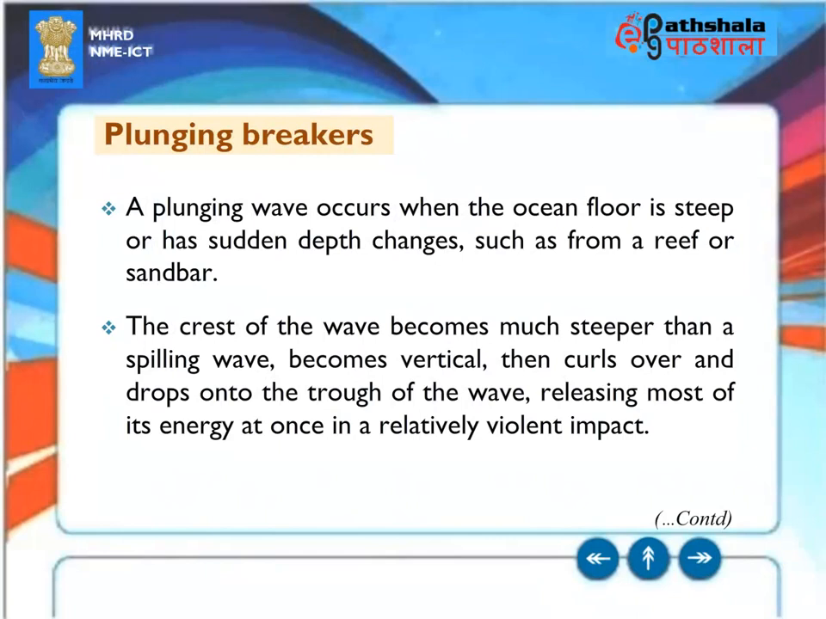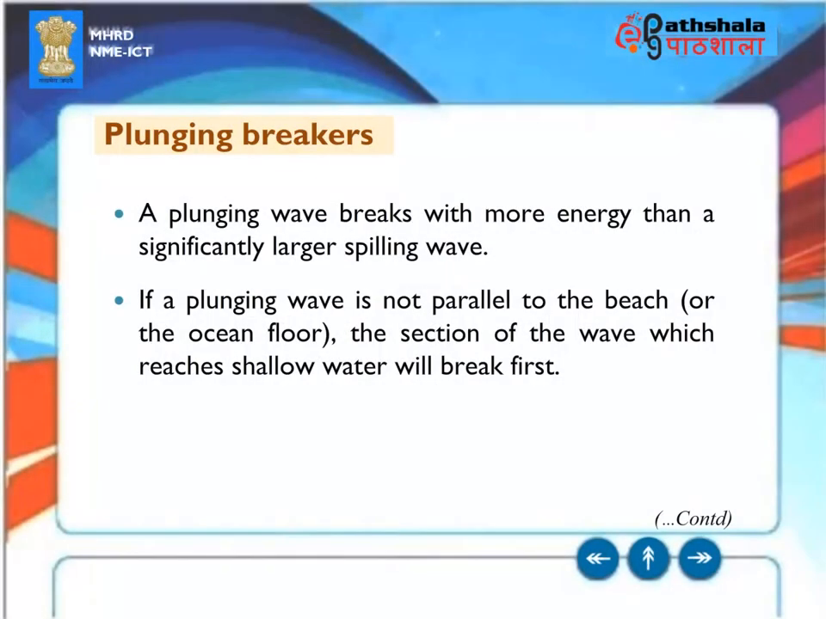Plunging breakers. A plunging wave occurs when the ocean floor is steep or has sudden depth changes, such as from a reef or sandbar. The crest of the wave becomes much steeper than a spilling wave, becomes vertical, then curls over and drops onto the trough of the wave, releasing most of its energy at once in a relatively violent impact. A plunging wave breaks with more energy than a significantly larger spilling wave.